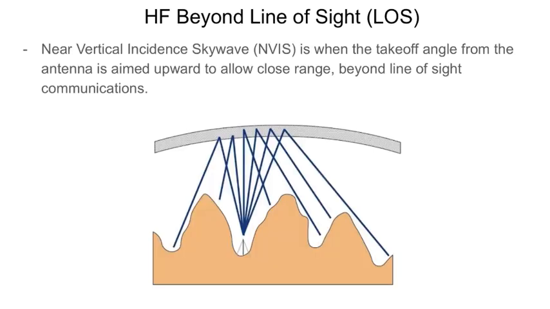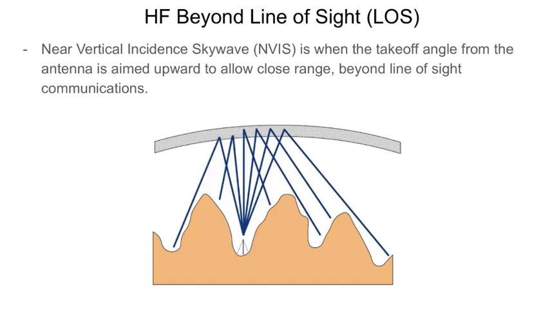So HF is typically used to talk to people very far away, but what we can also do in the mountains, when there's a lot of obstacles around that blocks our line of sight, is we can basically aim the antenna straight up. This is called a near vertical incident skywave, or NVIS.